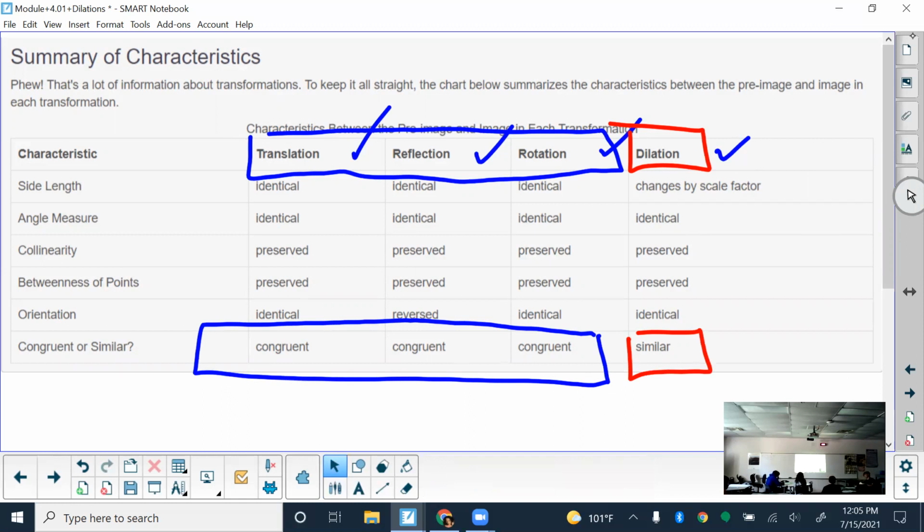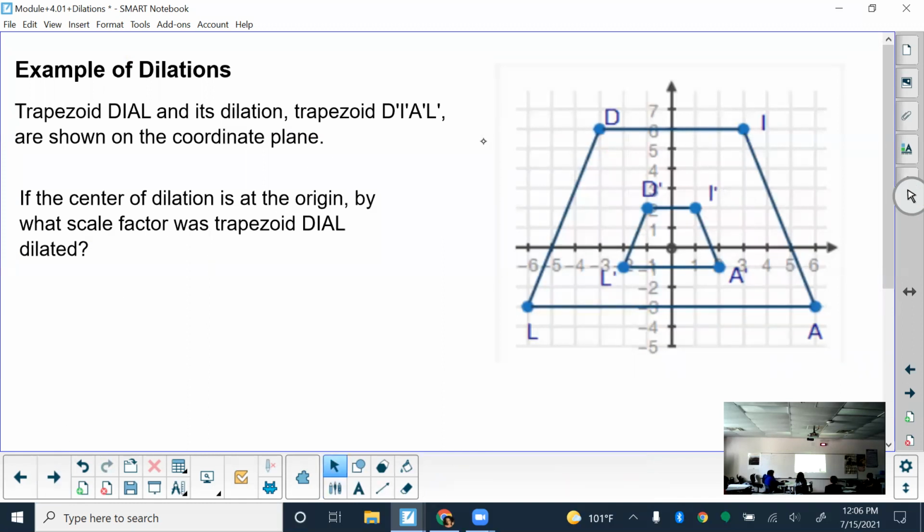All right, so now let's do some examples where math is involved. So we have an example of a dilation. We have trapezoid DIAL dilated to trapezoid D prime, I prime, A prime, and so on. And it's shown here on the coordinate plane. If the center of dilation is at the origin, so the origin is where on the graph? At 0, 0, so where I'm putting that red mark, origin. What scale factor was trapezoid DIAL dilated?